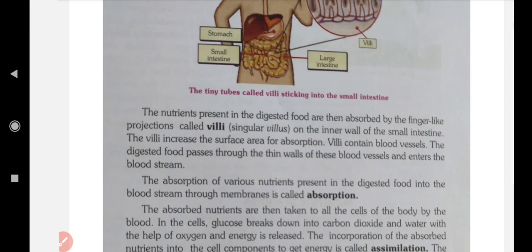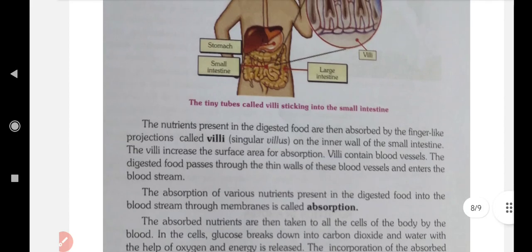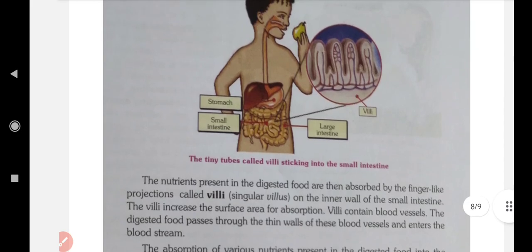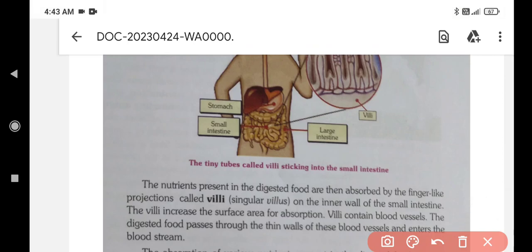in the digested food are then absorbed by the finger-like projections called villi. Here children, you can see the figure. This is villi. This is small intestine. Coil-like structure. This is our total stomach. And this is large intestine.